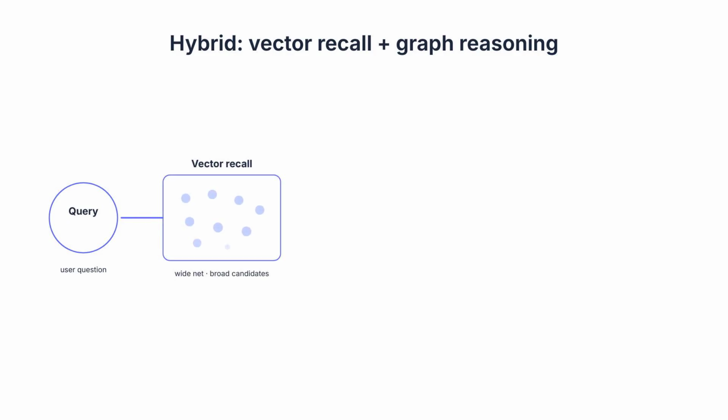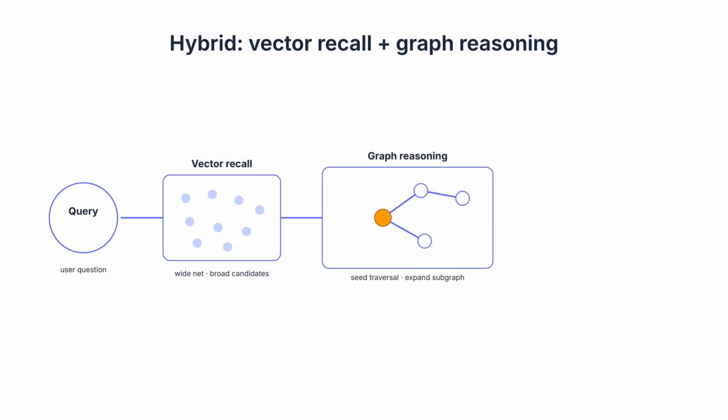Use vector search for broad recall, cast a wide net, then use the graph for structured reasoning over what you caught. Wide recall plus deep relationships gives you fewer hallucinations and real answers at scale. The two approaches are partners, not rivals.